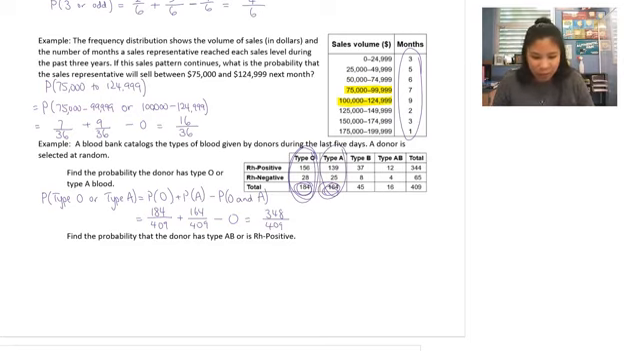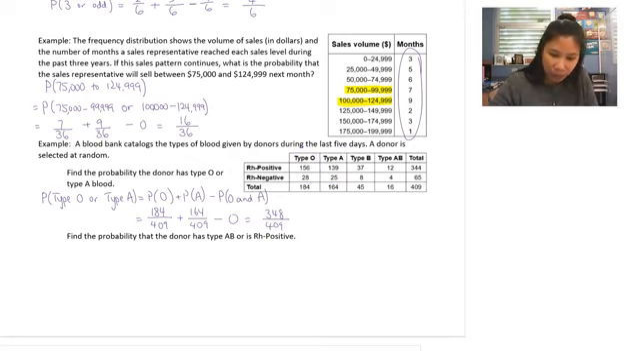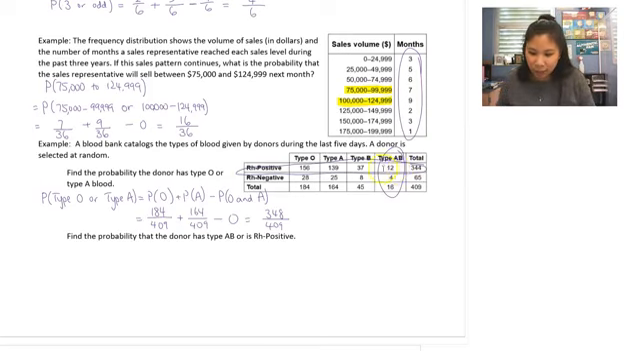Okay. Then the next situation, we are looking for the probability that the donor has type AB or is Rh positive. This time, the people who are type AB would be here. Rh positive are all these people here. Because we do have this little cross section here where we have 12 people who are both AB and positive, this means that it can happen at the same time. That's what we would have to subtract when we use our OR formula.